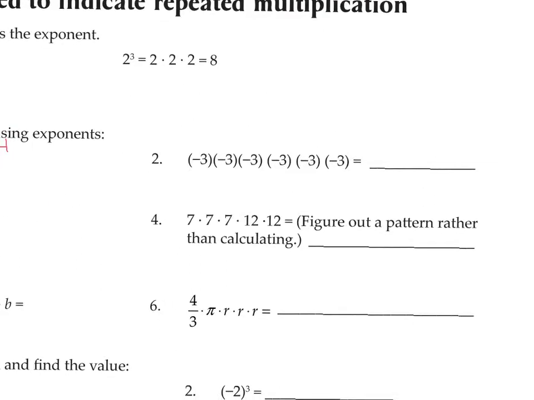On number 2, the base is the number that's being multiplied together. So all of these are -3. So we're going to use parentheses to make sure the negative gets in there with the exponent. And how many are there? 1, 2, 3, 4, 5, 6. So this is -3 to the 6th power.